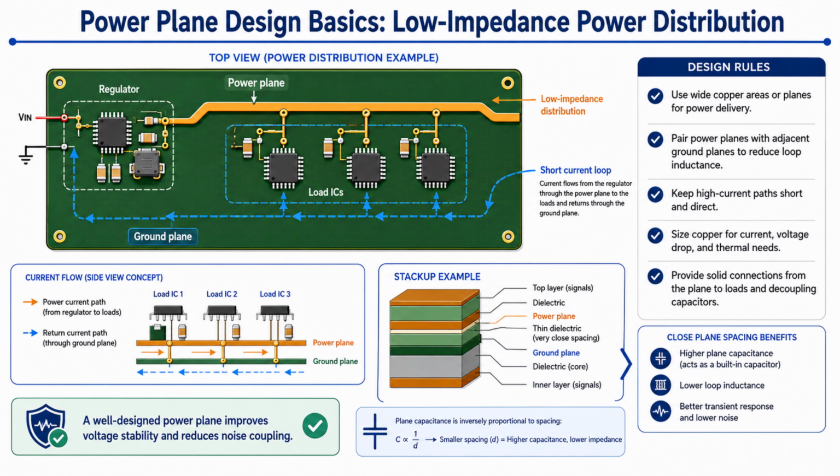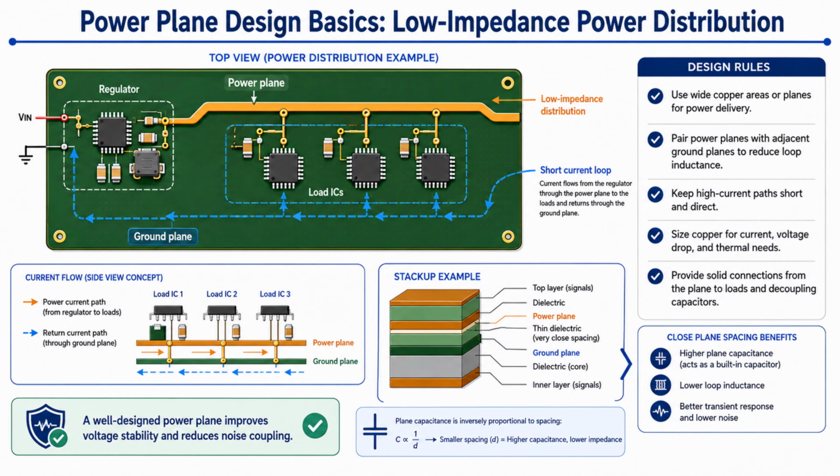A power plane is not just a big copper pour that carries voltage. It is part of your power delivery network, and its job is to deliver current with low impedance, low voltage drop, and low noise. In this layout, the regulator feeds the power plane, and the plane distributes current to multiple ICs.